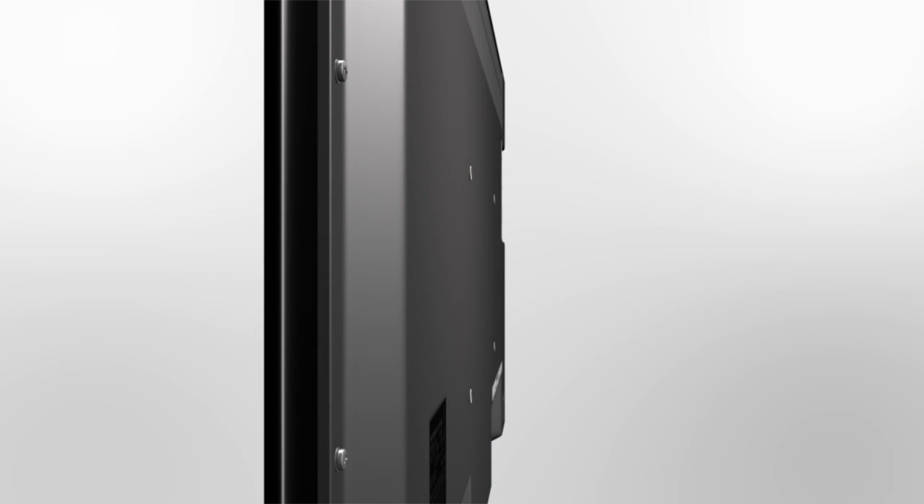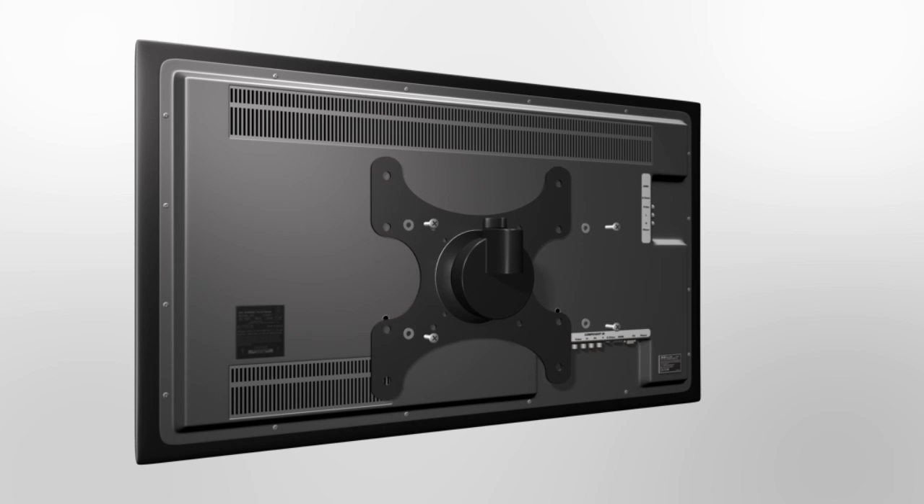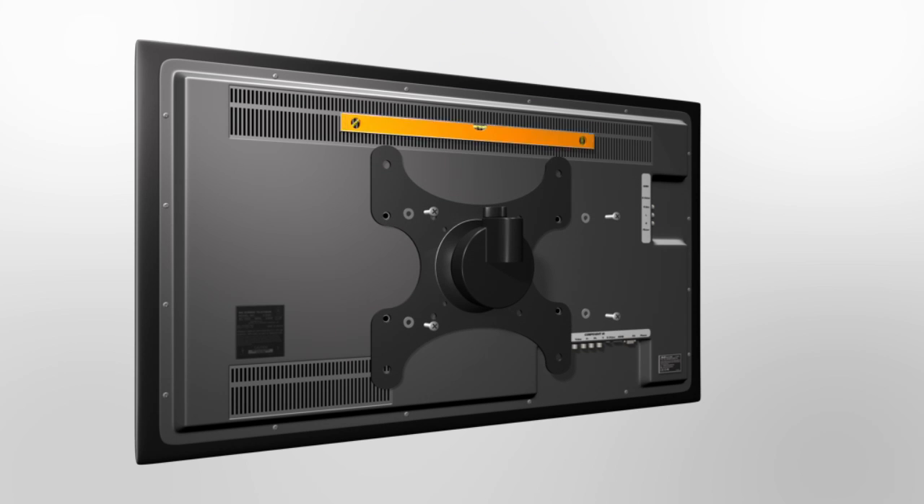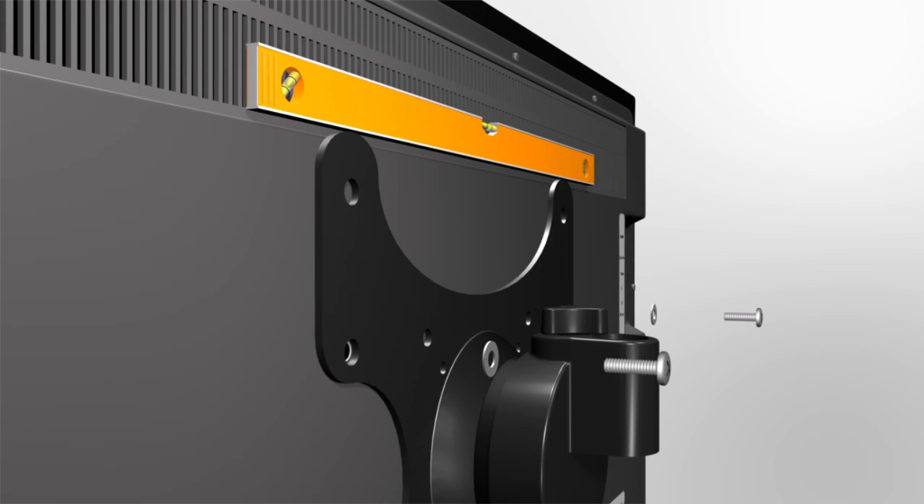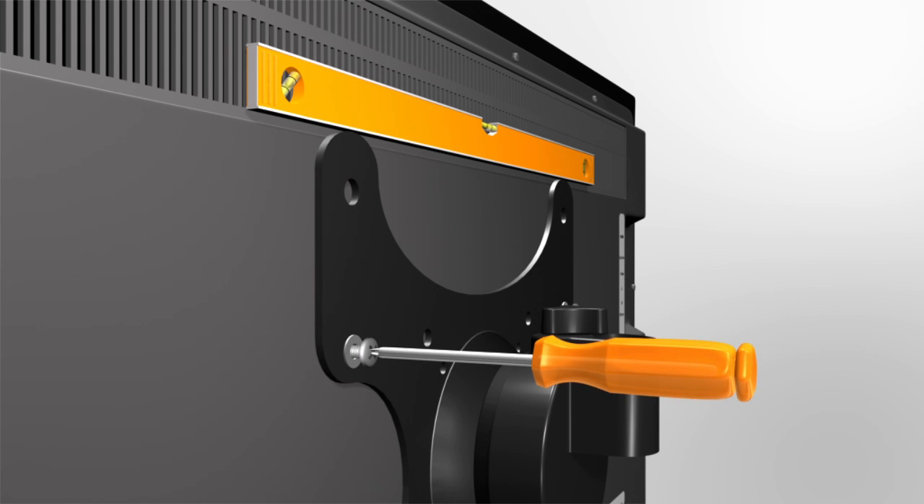Step 1-3. Attach the TV bracket to the TV. For TVs with a flat back, position the TV bracket on the back of the TV and ensure it is level. Thread the short bolt through the appropriate flat washer, followed by the TV bracket, and finally into the TV. Tighten the bolt with a Phillips screwdriver.